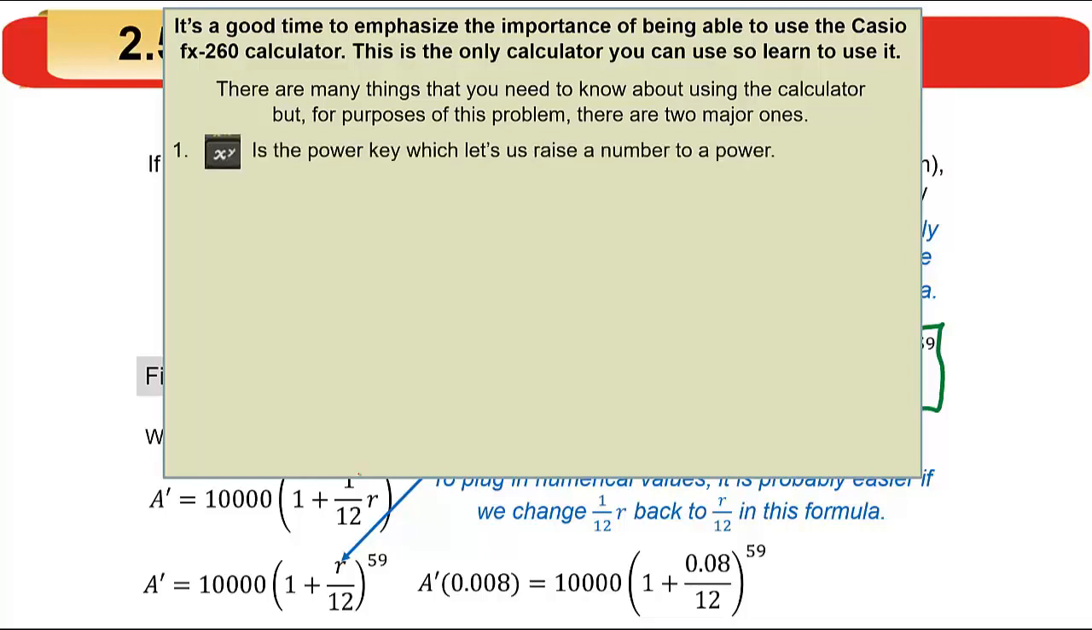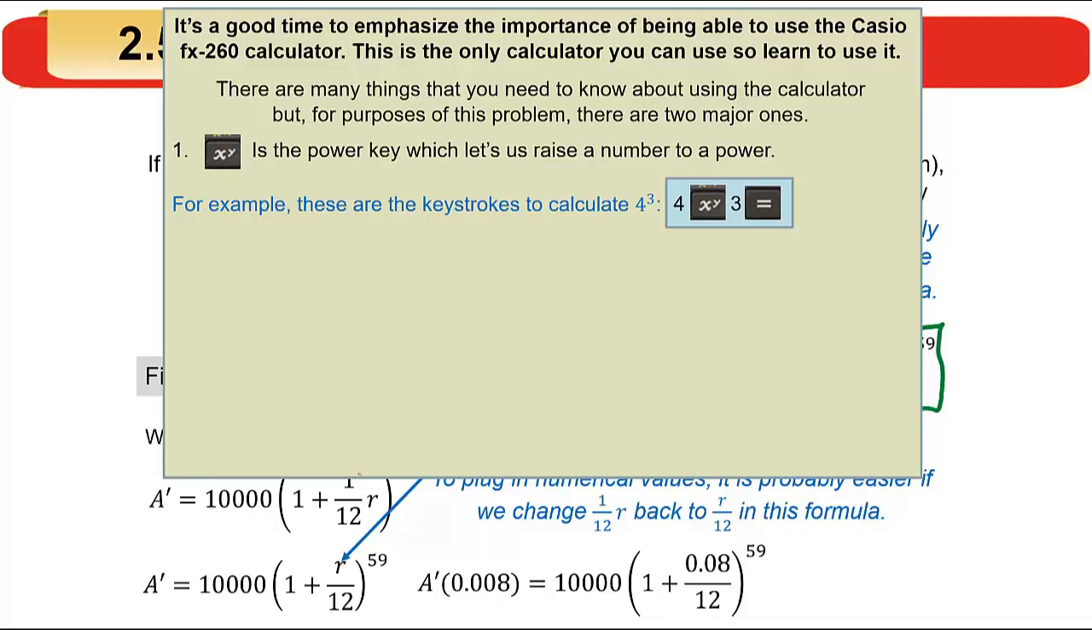work. So looking at this particular calculator, there are two major things you need to know on this. First is the power key. It's the one that says x to the y. It lets you raise a number to a power. For example, just to go off to the side and do an example, if I want to do 4 to the third power, I would enter 4, hit the power key, press the power, which is 3, and then hit the equal sign. That will give me an answer of 64, which is 4 to the third.